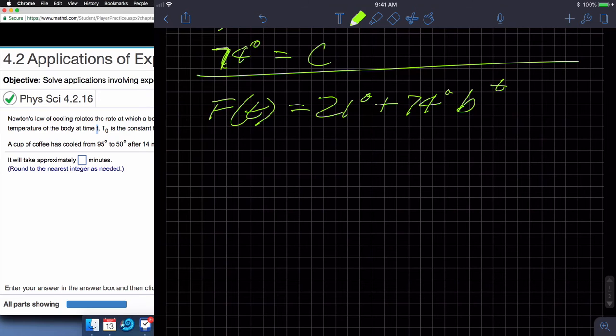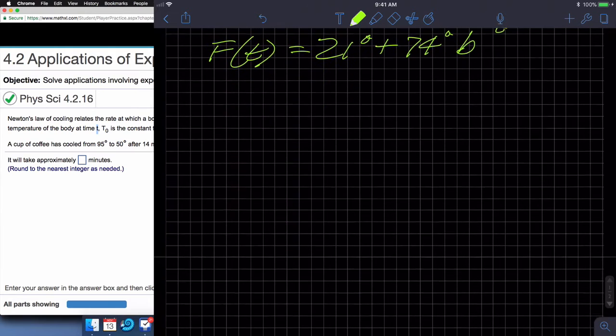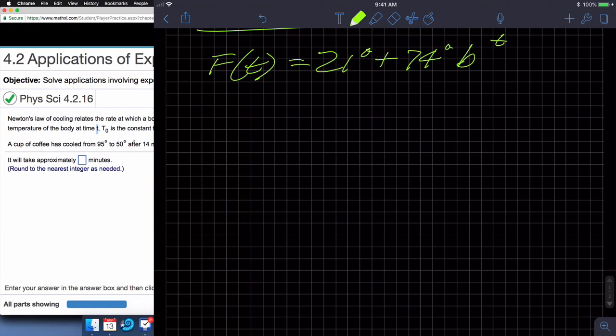Now, I still have three variables, and I really just want to have T and F of T. So what other information do we have? What they've given us right here is a final temperature of 50 degrees after 14 minutes. So that's an initial scenario, a second scenario, because there were two variables we had to find, and then this third scenario, which we're going to answer once we get the formula. So I'm going to put 50 degrees in here: 50 equals 21 degrees plus 74 degrees times B to the T, where T is 14 minutes. This 14 minutes goes with the 50.